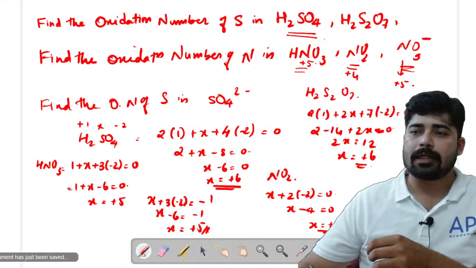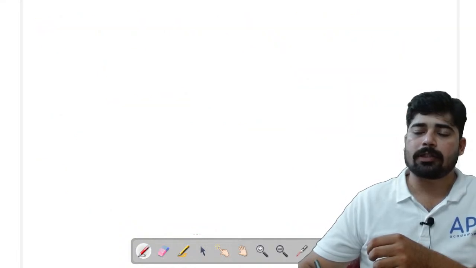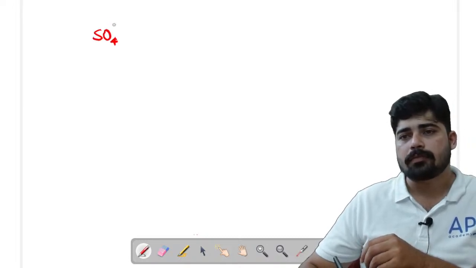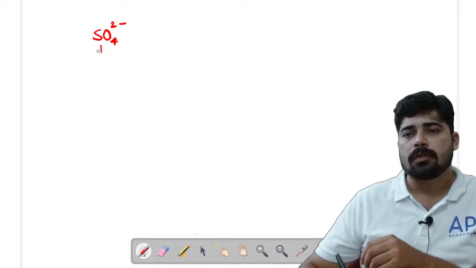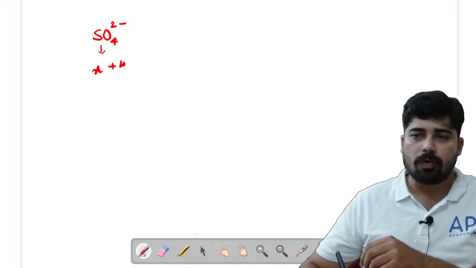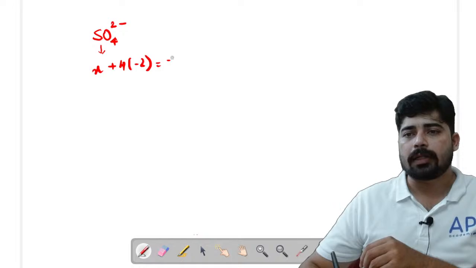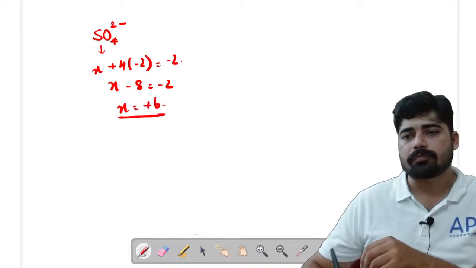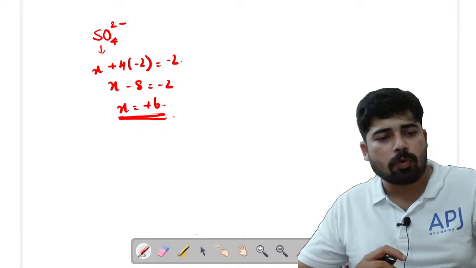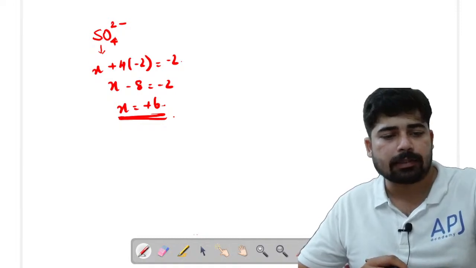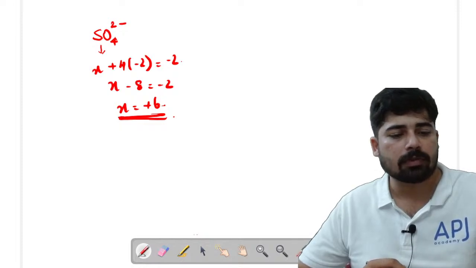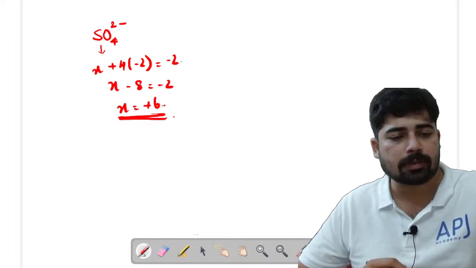Here you can see SO4 2 minus; you have to find the oxidation state of sulfur in SO4 2 minus. Put it as x plus 4 into -2 equal to -2. So x minus 8 equal to -2. So x equal to +6. So dear students, hope this is clear for you, right? We will be doing some more problems in order to clarify the concepts.